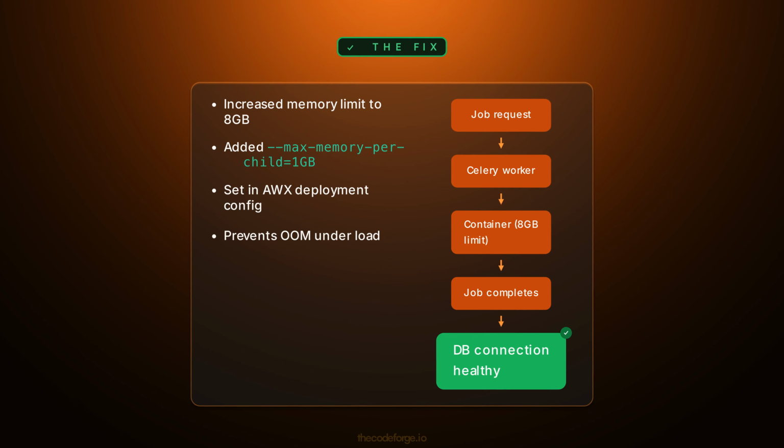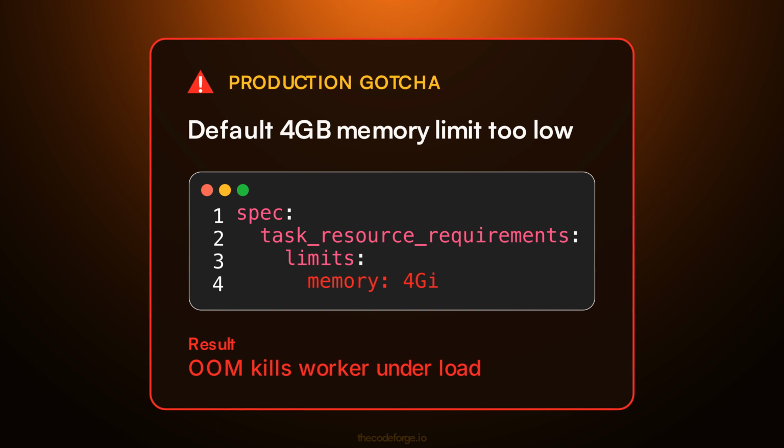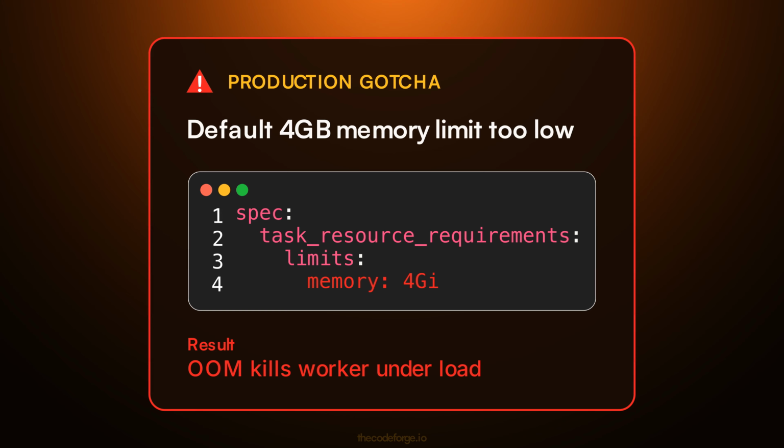Always monitor container resource limits. The default memory limit of 4 GB is insufficient for moderate job concurrency. Under load, the Celery worker gets OOM-killed, causing database connection errors. Increase to 8 GB or more.